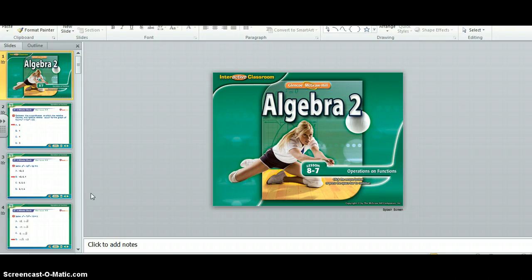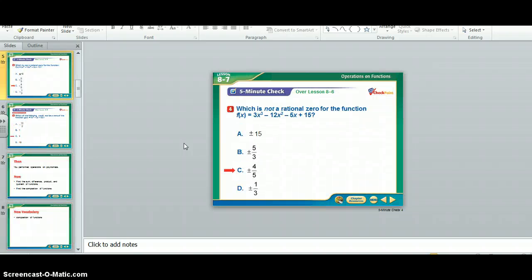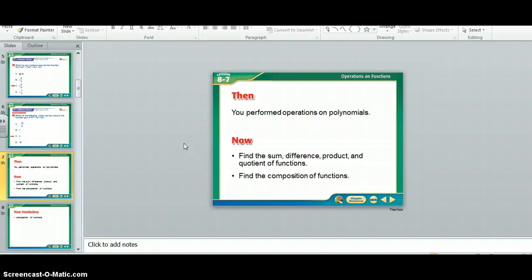But let's get started. Today's lesson is lesson 8-7, and the title is Operations of Functions, and I believe the date today is 3-11. So go ahead and title your page with all of that. Okay, we'll skip the 5-minute checks and get right into the lesson.